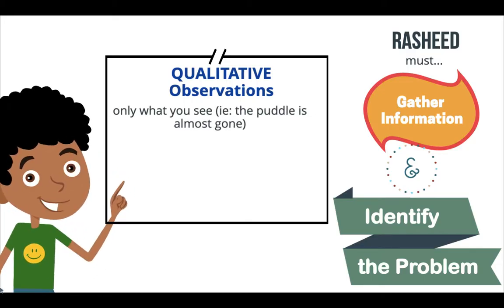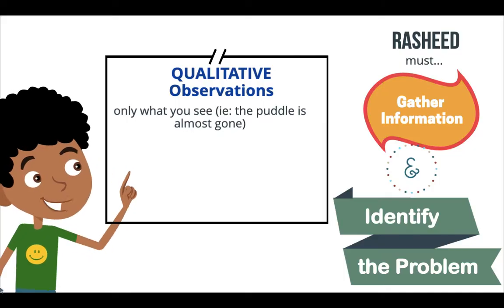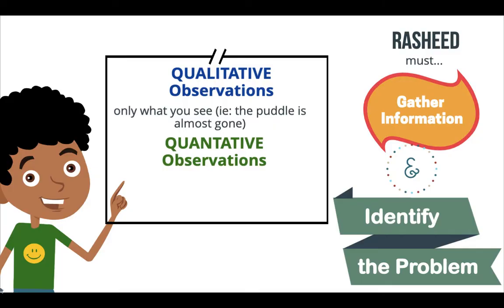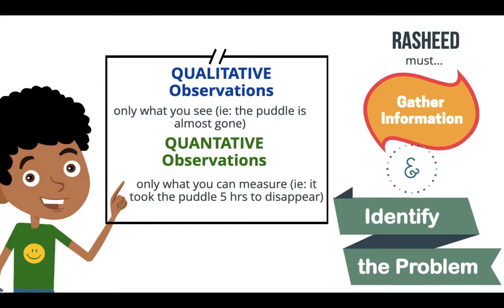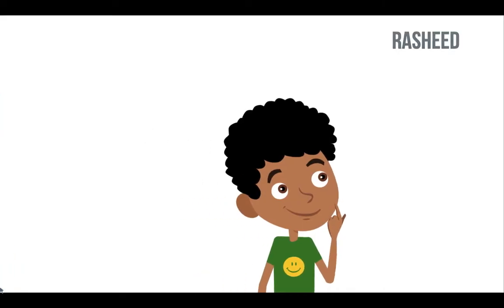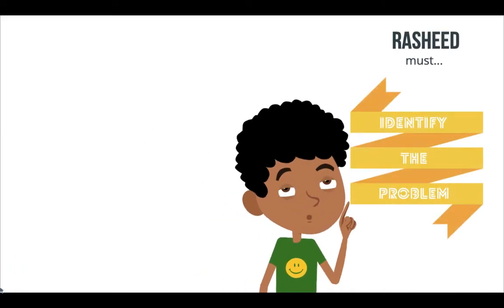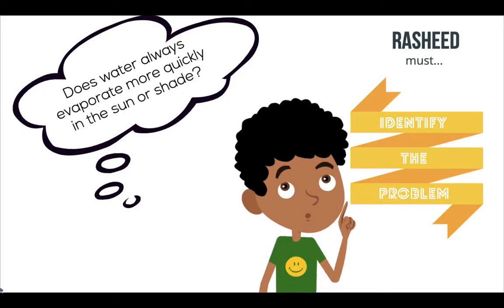Qualitative observations are only what you see, such as the puddle is almost gone. Quantitative observations are ones we can measure. It took the puddle 5 hours to disappear. Rashid must identify a problem. Does water always evaporate more quickly in the sun or shade?